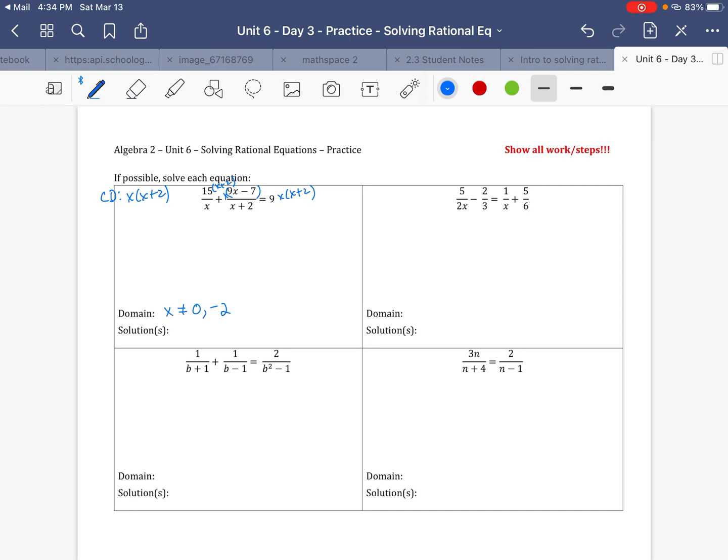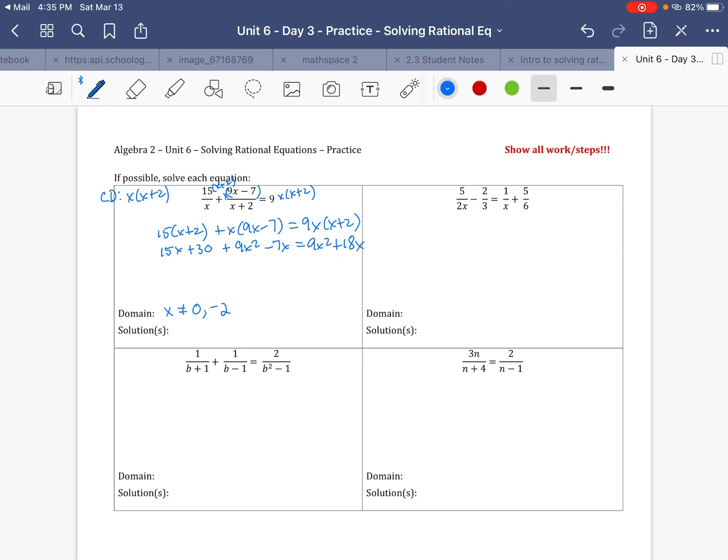All right, so I know that's kind of tight writing in there, but remember, we've thought about what each fraction needs, so they all have this one common denominator. So now I can just drop the denominators and write down what I have. I have 15 times x plus 2 plus x times 9x minus 7 equals 9x times x plus 2. And now we solve. So I multiply out: 15x plus 30 plus 9x squared minus 7x equals 9x squared plus 18x.